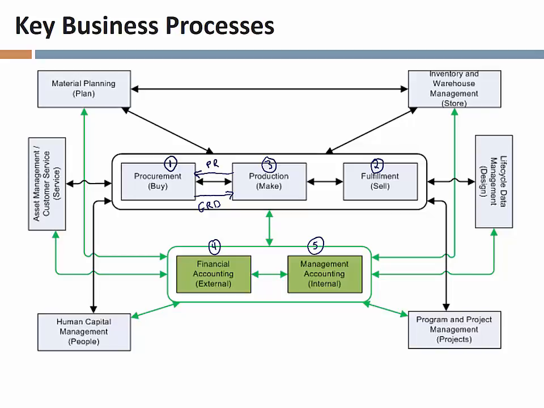And the person who created this diagram, rather than put in the arrows going each direction like I did here, saved space on the diagram just by putting in those double arrowheads. But one way that the production process and the procurement process interact is through the exchange of purchase requisitions and goods receipt documents.